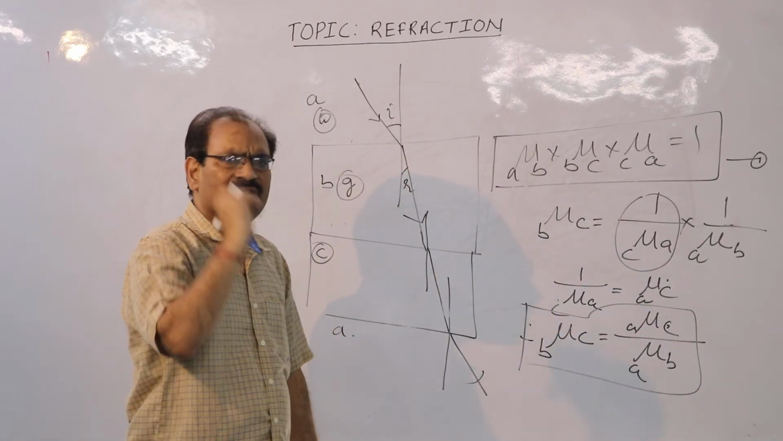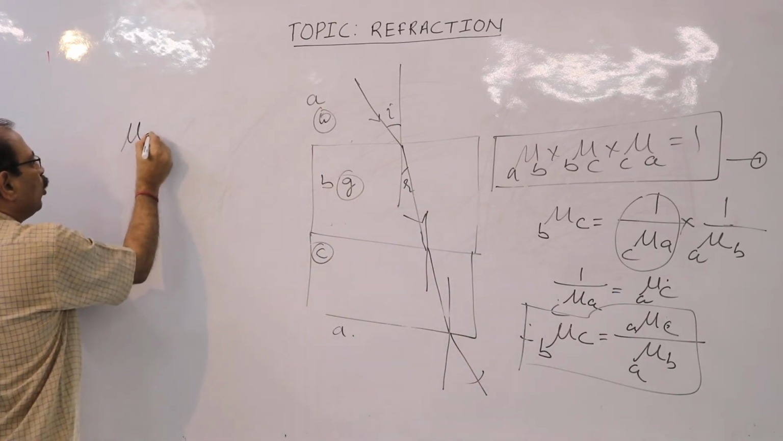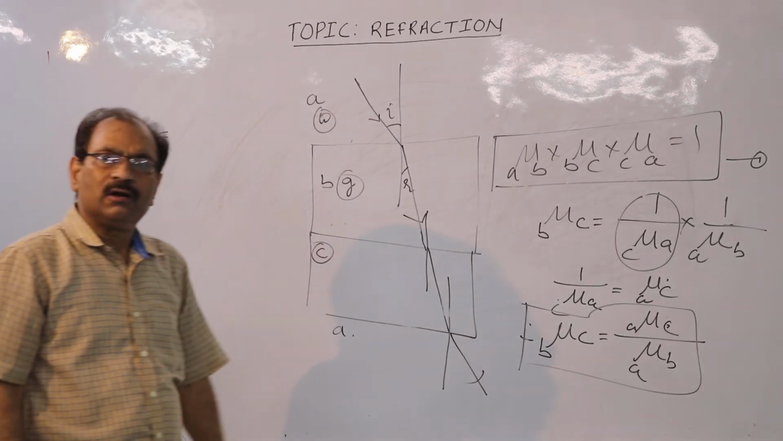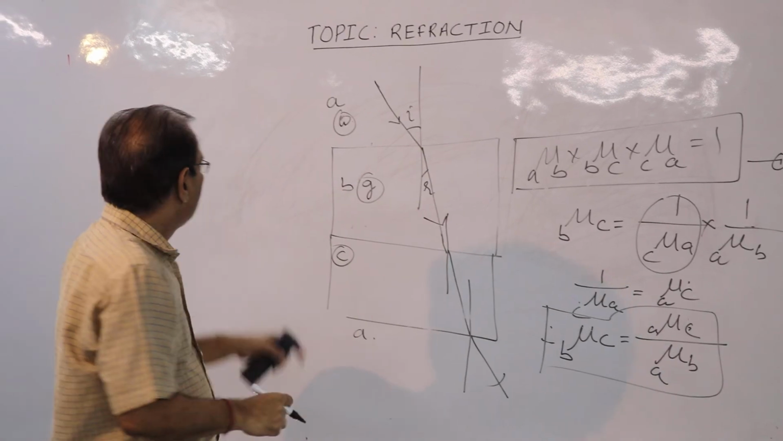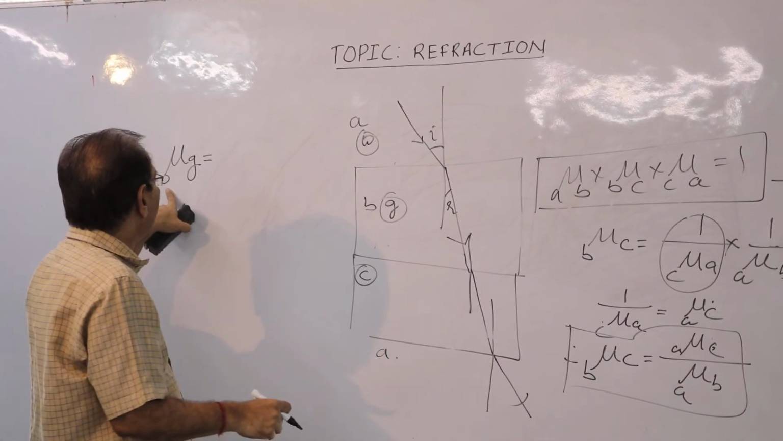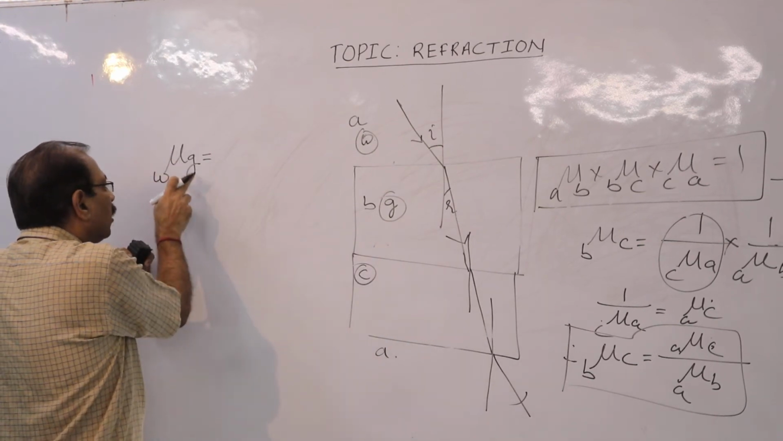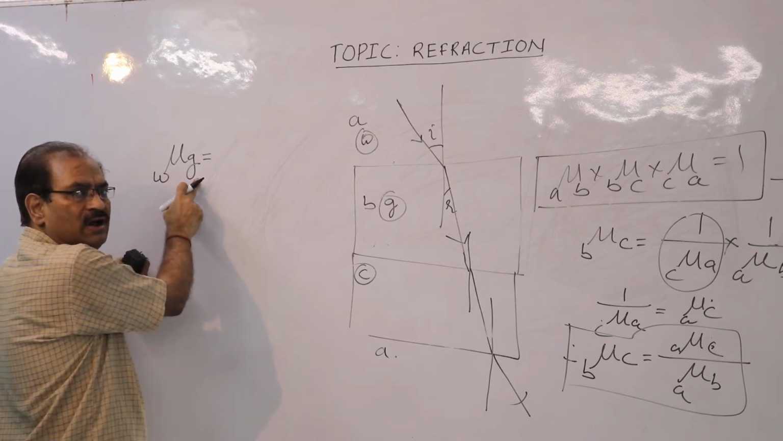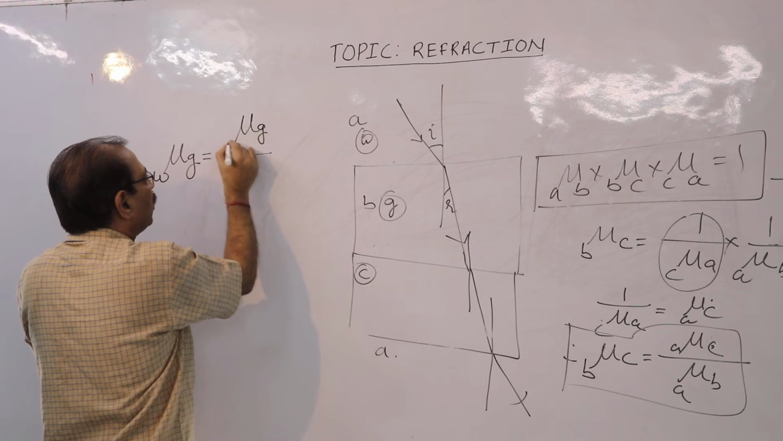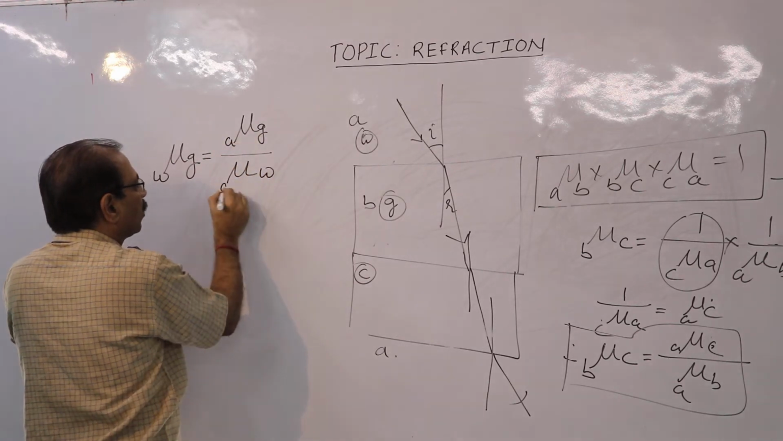I just take one example. For example, you want to know what is mu of glass with respect to water. You are given 2 refractive indexes. For example, you are given the absolute refractive index of glass and you are given the absolute refractive index of water. Then the refractive index of glass with respect to water will be the absolute refractive index of glass divided by the absolute refractive index of water.